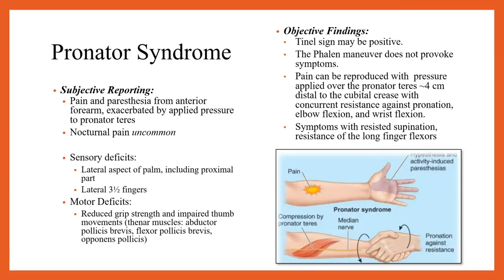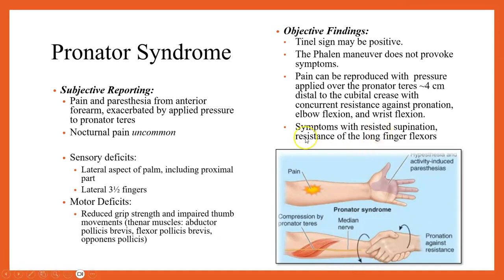Some objective findings, Tinel sign may be positive. The Phelan maneuver, which you'll learn in carpal tunnel, will not provoke symptoms. So again, a carpal tunnel compression test will not provoke symptoms. It has to be more up the chain, right? So that's where the tests below come into play. Palpating the pronator teres, Tinel sign to it, activating the pronator teres, stretching it, compressing it. These are all things that might reproduce symptoms, okay?